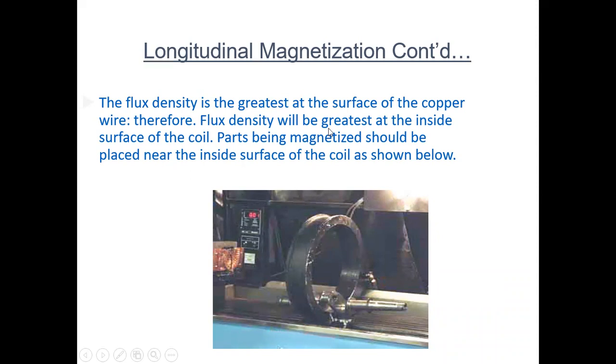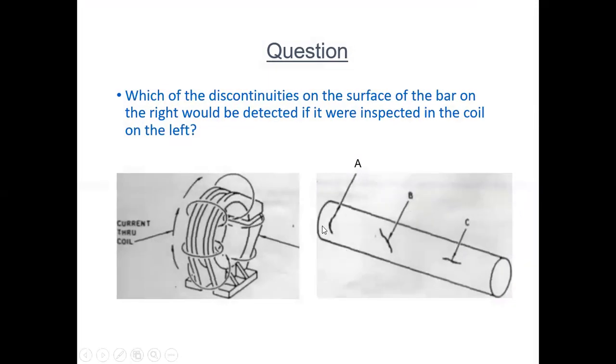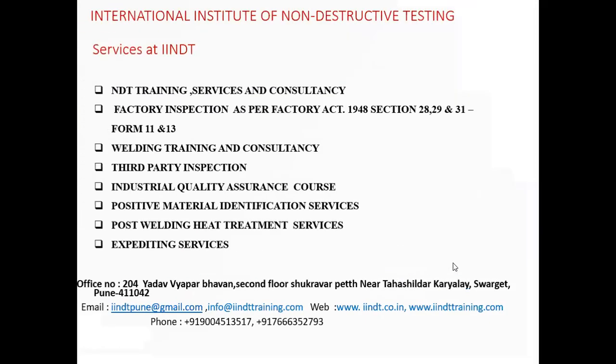The flux density is greatest at the surface of the coil. Therefore flux density will be greatest at the inner surface of the coil. Parts being magnetized should be placed near the inside surface of the coil, as shown below. Now see here, this is a circular crack, and the current is also flowing circular, and the magnetic field is longitudinal in this direction, which means we can detect this one. We can detect this one, but we can't detect this one because our longitudinal field and the crack are in the same direction.